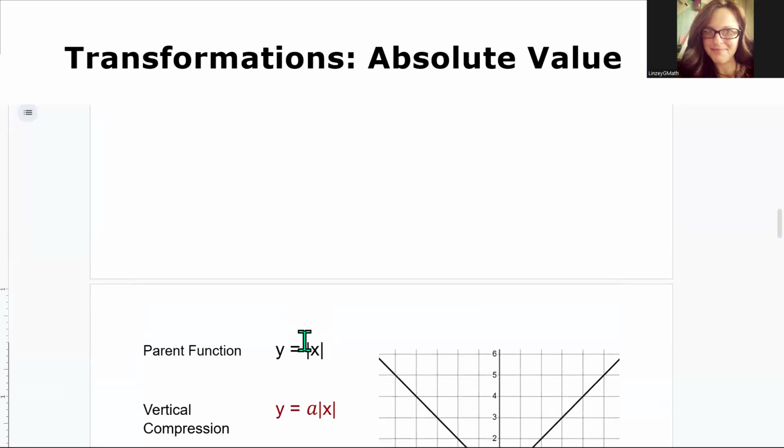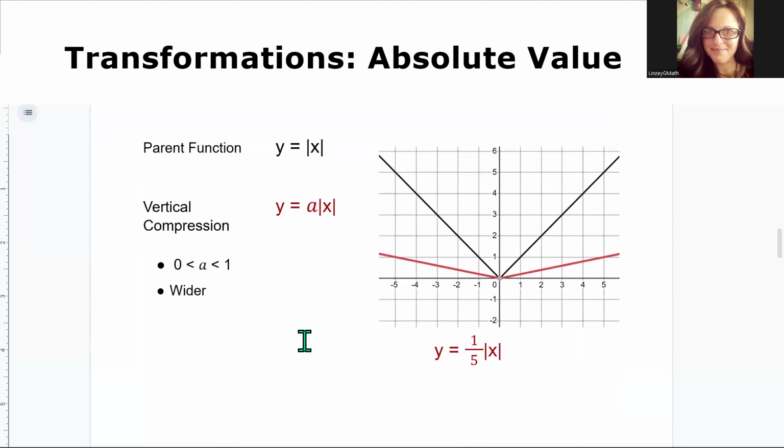Next, we have a vertical compression when a is in between 0 and 1, a fraction. This will make the graph wider. Rather than up 1, right 1, the graph now goes up 1 to the right 5, or up 1 to the left 5. So when you have a fraction in the front here, it will make the graph wider.